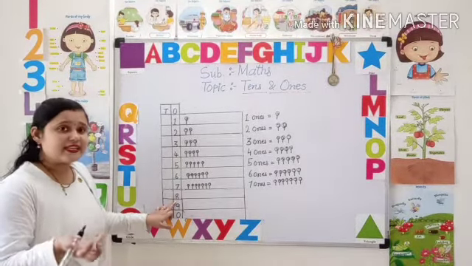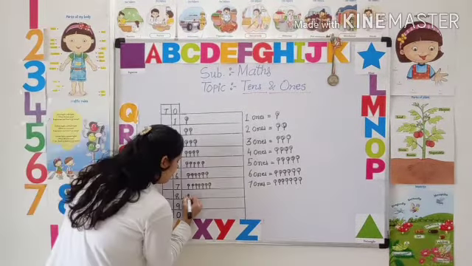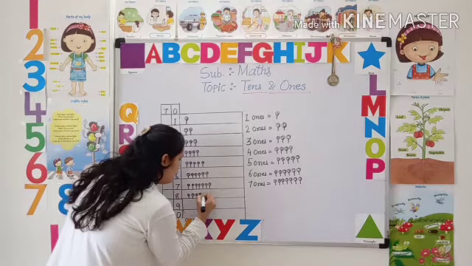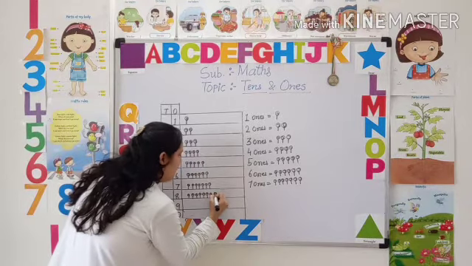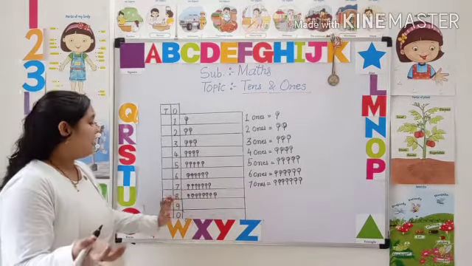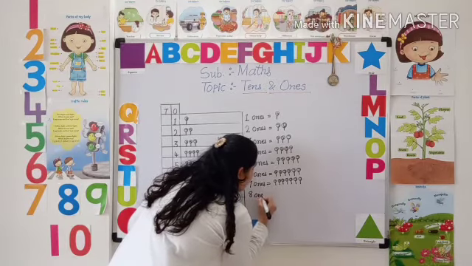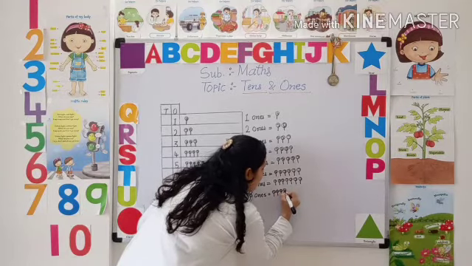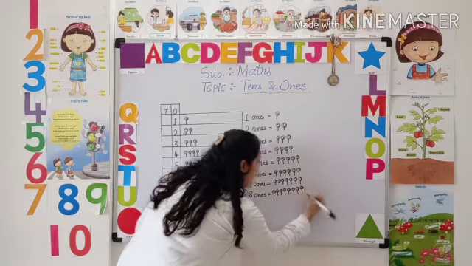Now, which number is this? Which number comes after 7? 8. 8 number. And 1, 2, 3, 4, 5, 6, 7 and 8. 8 ones mean 8 lollipops. 8 ones mean how many lollipops? 8.